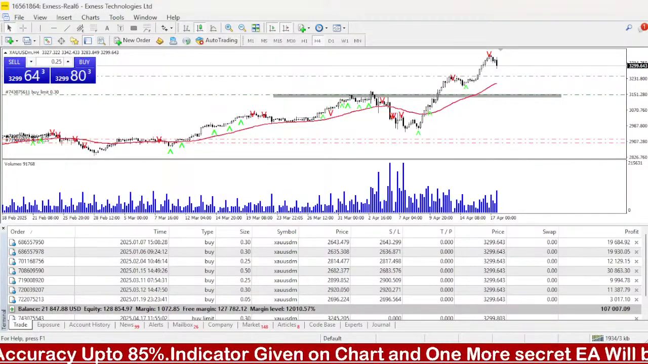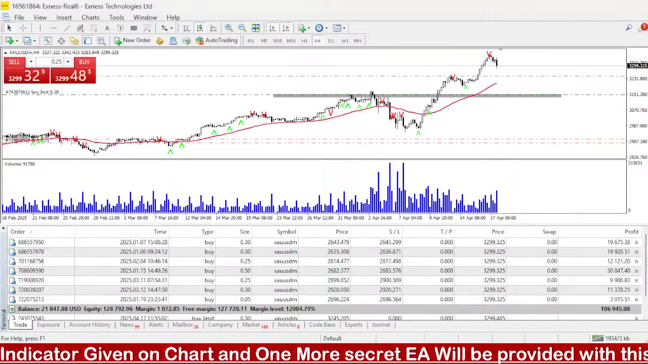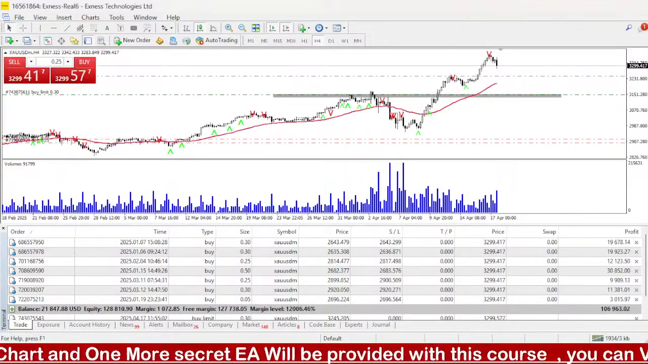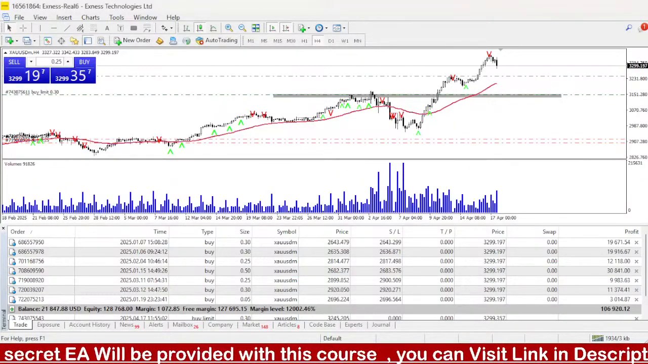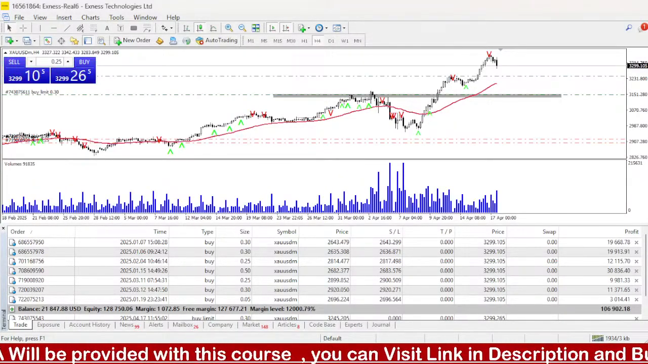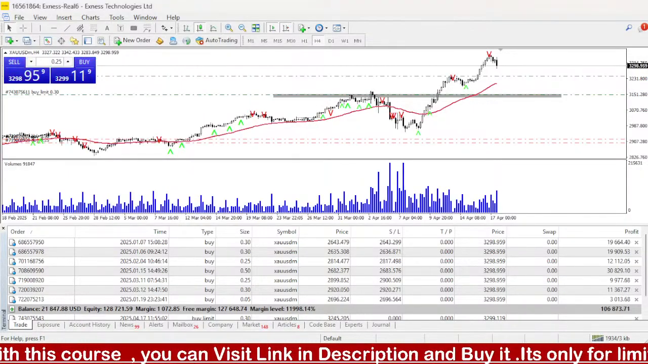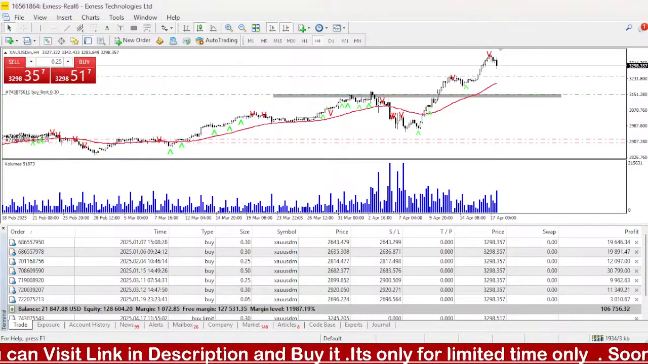Now let's talk about indicators and expert advisors, EAs. First of all, keep in mind that there is not any exact indicator available on which you will work and that will give you profit. This is the truth and harsh reality of this whole industry: there is not any holy grail expert advisor available, and there is not any holy grail indicator available.